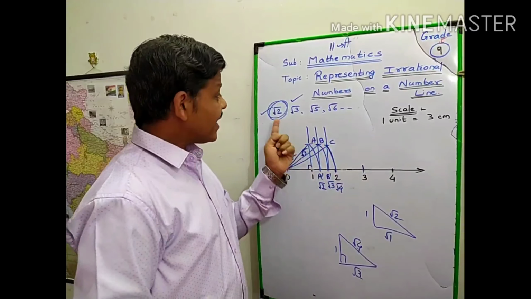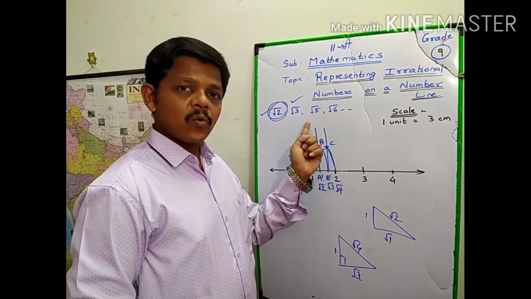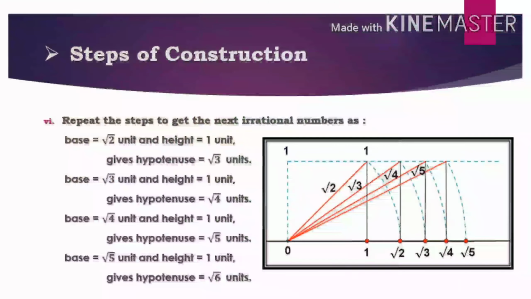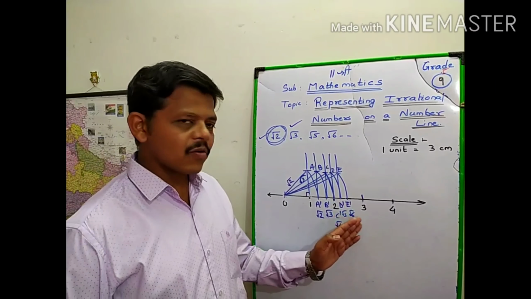Which numbers? Natural numbers whose square roots can be easily found out on this number line. So we have located all the irrational numbers. There are a few irrational numbers, like the decimals, that we will be seeing in the next part of this video. But as of now, all these irrational numbers have been located on the number line. Root 2, root 3, root 4, root 5, root 6.